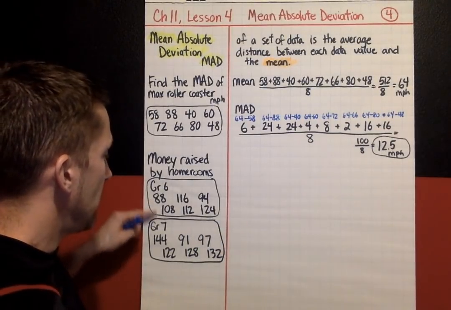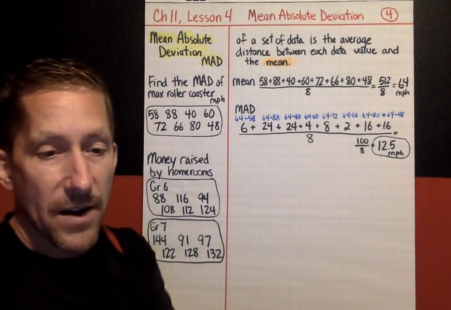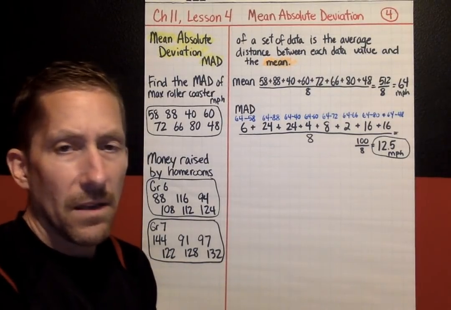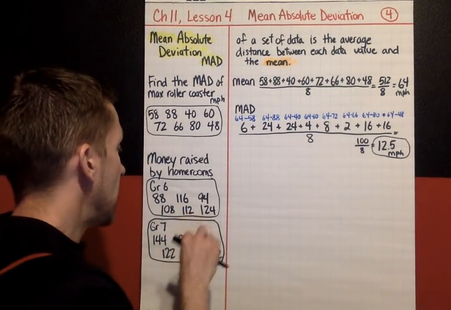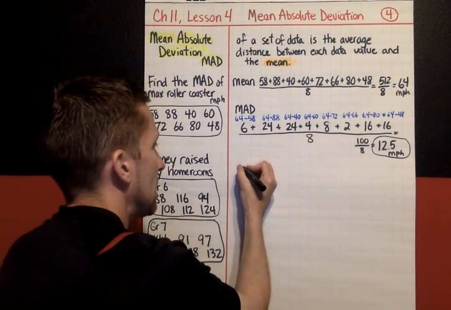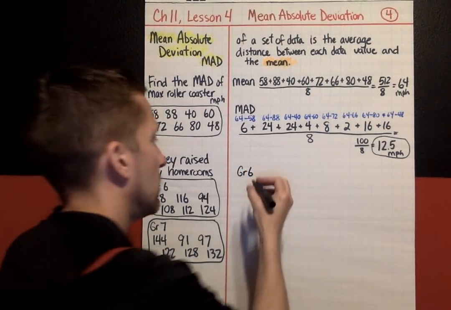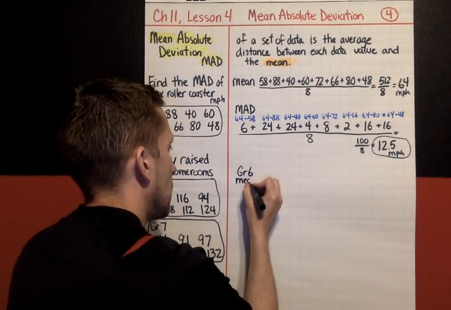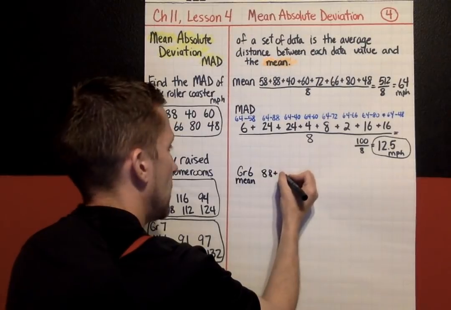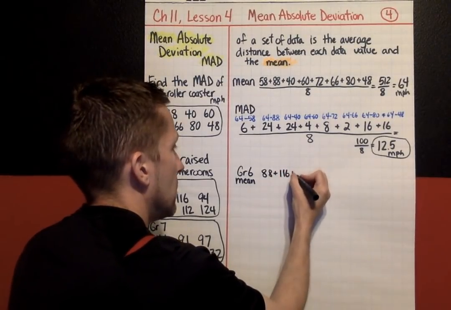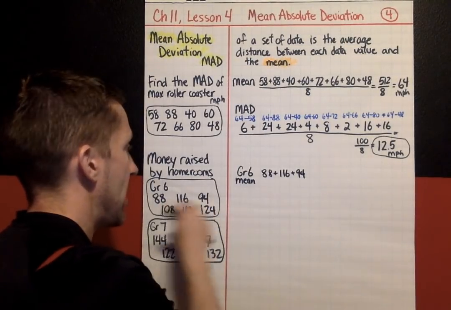So we're going to calculate mean absolute deviation for grade 6 and grade 7 and compare the mean absolute deviations of the two sets of data. So again, first thing, we have to find the mean. So I'm going to do the grade 6 mean first. So the grade 6 mean is going to be 88 plus 116 plus 94. I'm adding my data values together and dividing by how many there are.